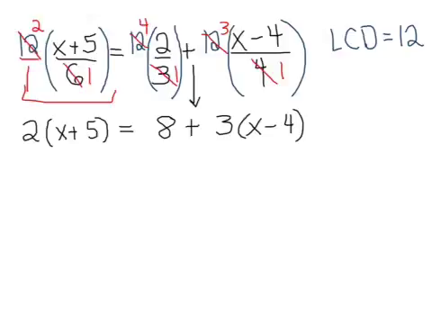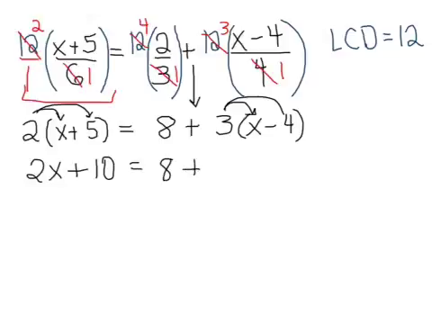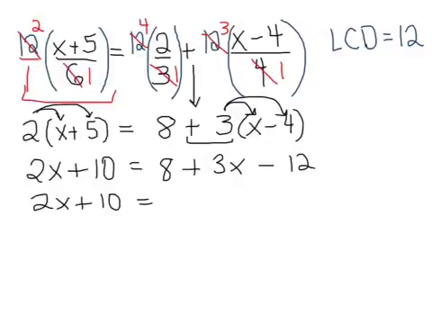Now you're looking at a fairly basic equation, but let's finish it up. Let's clean up both sides by distributing over the parentheses. So 2x plus 10 equals 8 plus 3x. And then remember, this is a positive 3, so when you multiply it onto the negative 4, you get negative 12. We could combine some like terms over here on the right side. So left side stays alone. But 8 minus 12 is negative 4. And then plus 3x comes down.